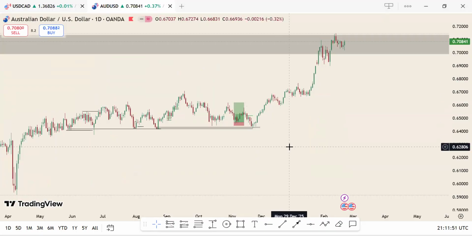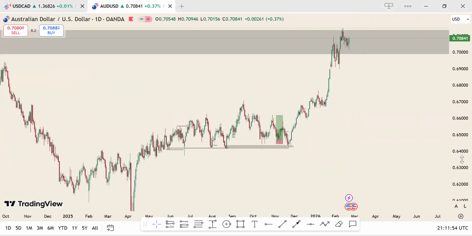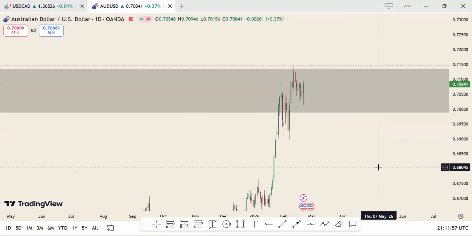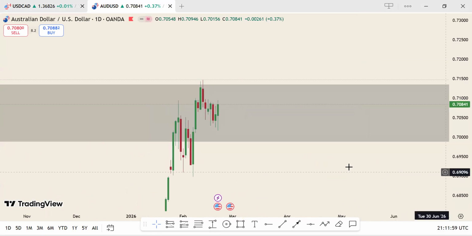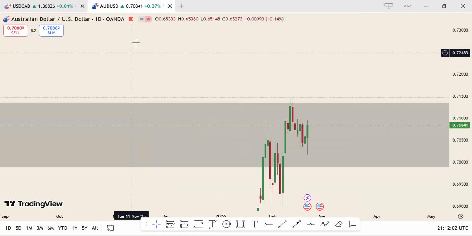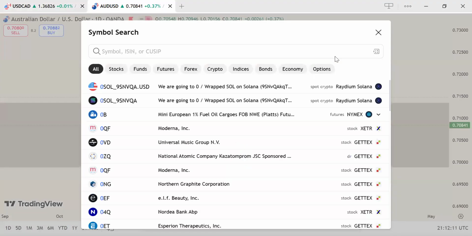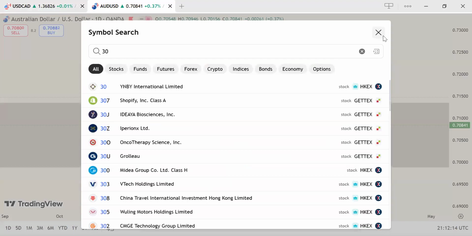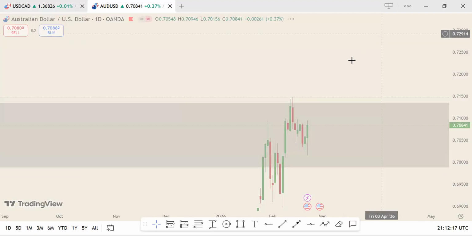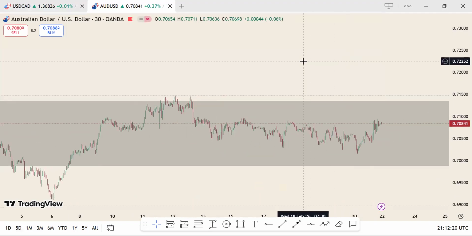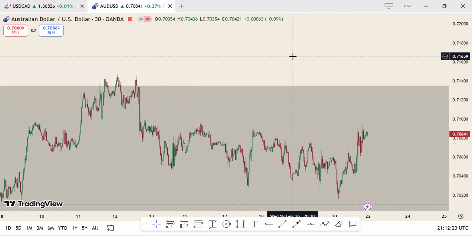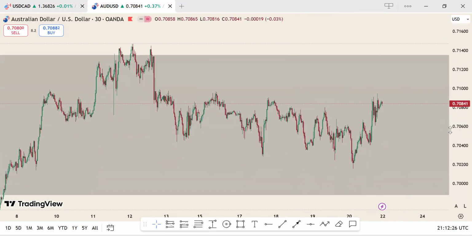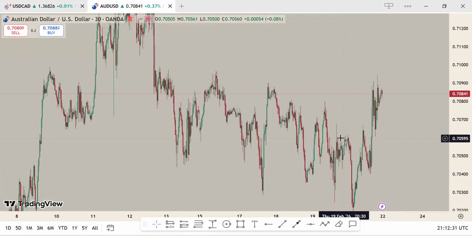Okay, I have AUD USD. There's nothing much to see here. 30 minutes time frame. The trade you want me to check, did it fail or has it not played out? Has it failed or has it not played out?